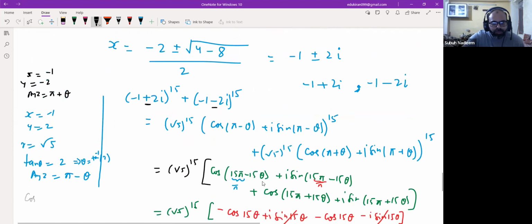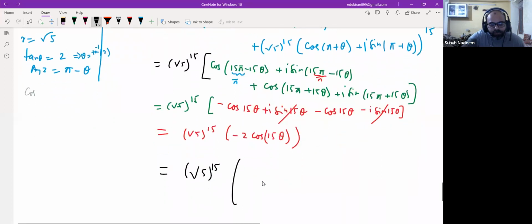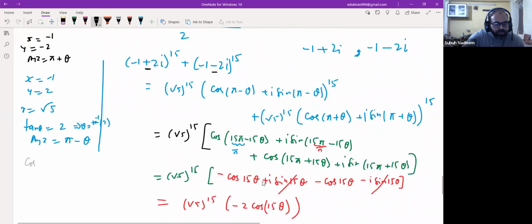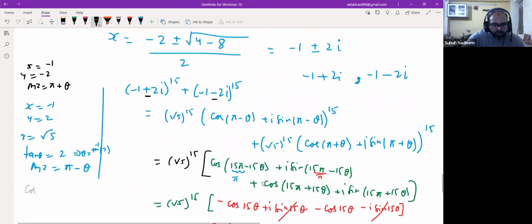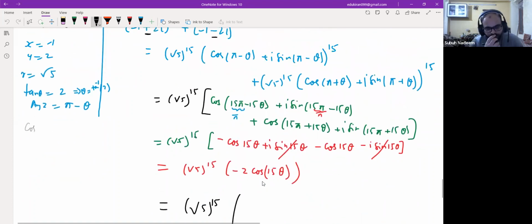It will become the same thing, but from polar form we could have solved this, but it is very difficult from polar form.